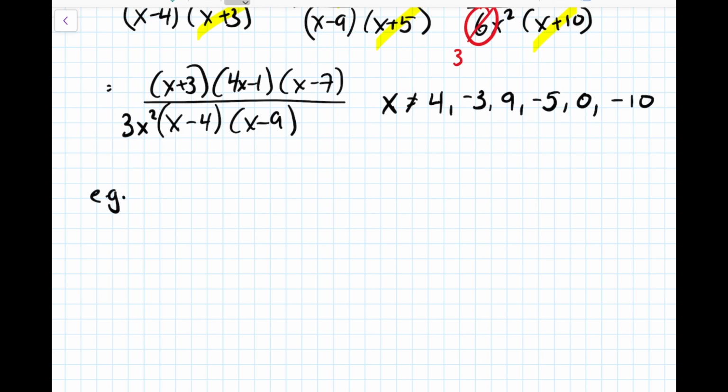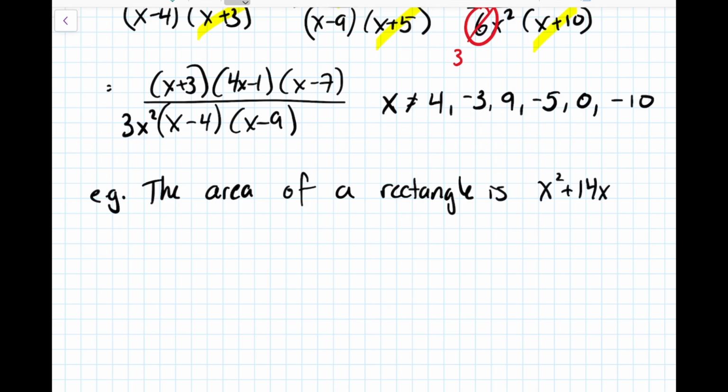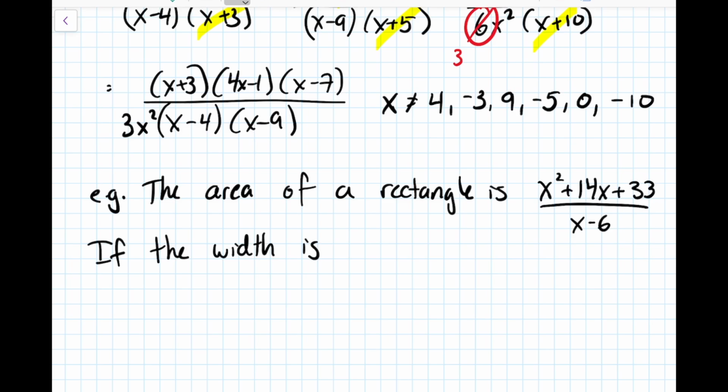All right, our last one for this video. So we're going to be looking at area. We're going to say the area of a rectangle is given by this rational expression. So x squared plus 14x plus 33 over x minus 6. And then I'm going to tell you the width of that rectangle, which is going to be x plus 3 over x squared plus 2x minus 48. And what I want to know is the length of the rectangle.